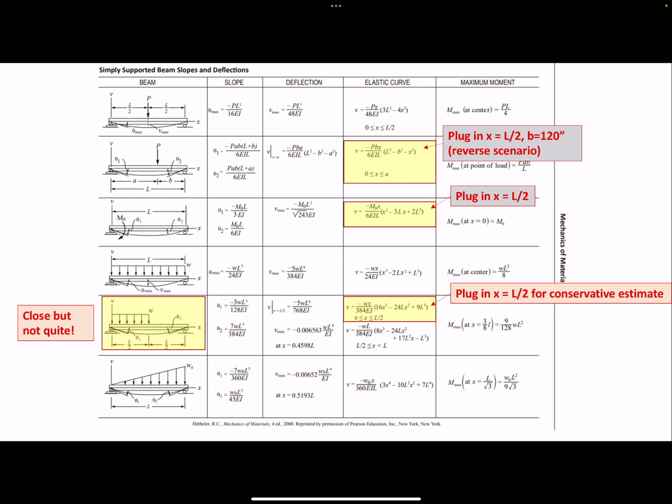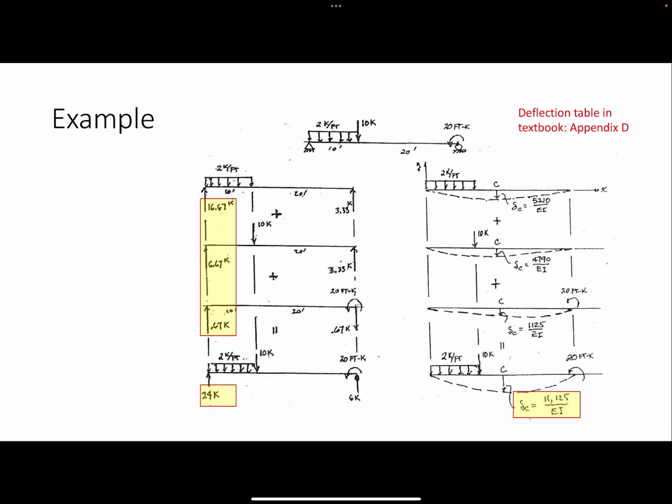And then over here, you have the deflection equation, right? So you just plug in values for x, which represents the location where you want to calculate the deflection. Since we're looking for the center deflection, you would plug in x equals L over 2 to get the deflection at the center. And then b would be 120 inches to represent the distance from the end of the beam, right? And I've got a note there that this is the reverse scenario from the example.